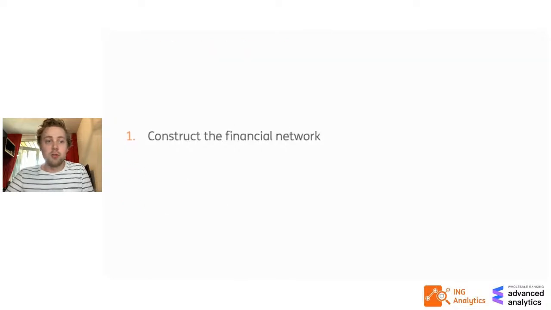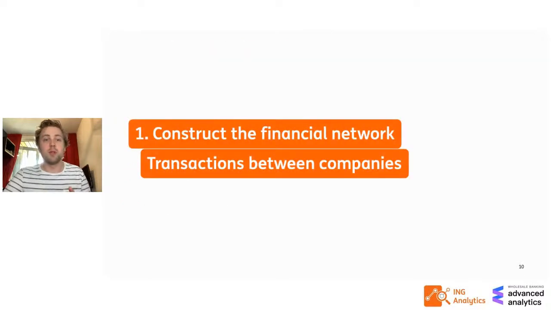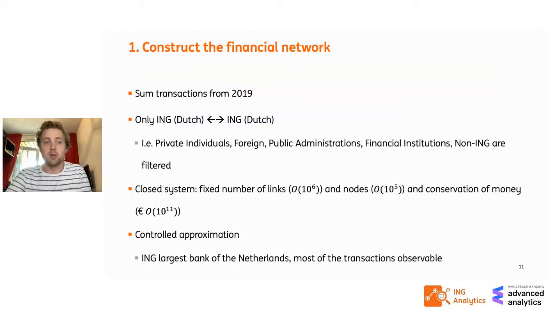So how do we construct a financial network? We do this with transactions between companies. As mentioned, I'm doing the graduation research at ING at the moment, so we can observe transactions. And for this research, we use the transactions of 2019, and we place a link between two companies, with the weight of the link being the sum of the transactions of 2019.